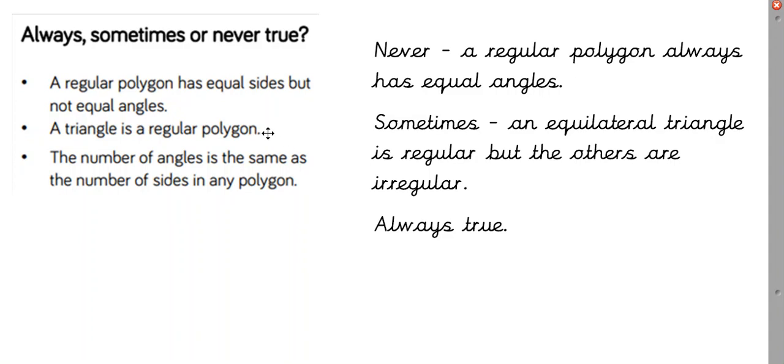Number 2, a triangle is a regular polygon, is sometimes true because an equilateral triangle is regular, but the other ones, so a scalene, a right angle, and an isosceles triangle, are irregular. So an equilateral triangle has all equal lengths and equal angles. And the last one, the number of angles is the same as the number of sides in any polygon, is always true. Well done if you got that one correct.